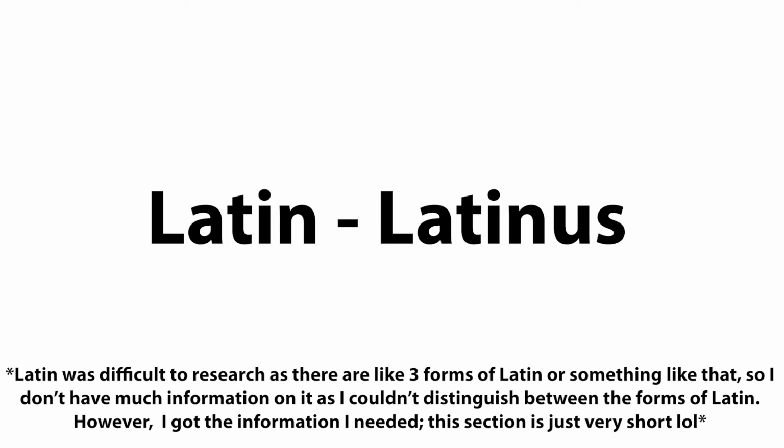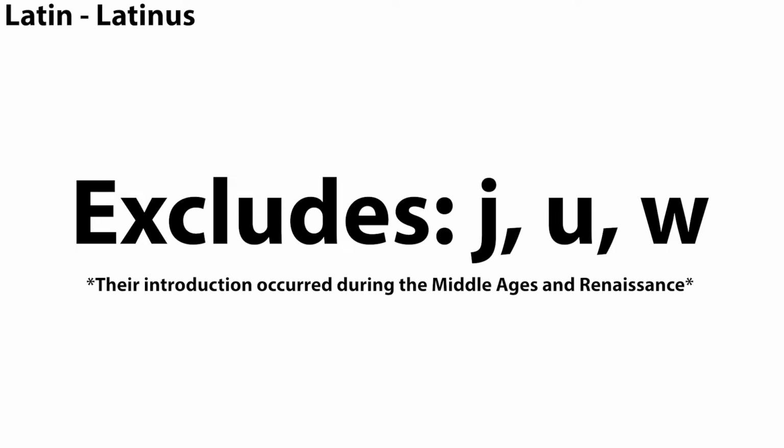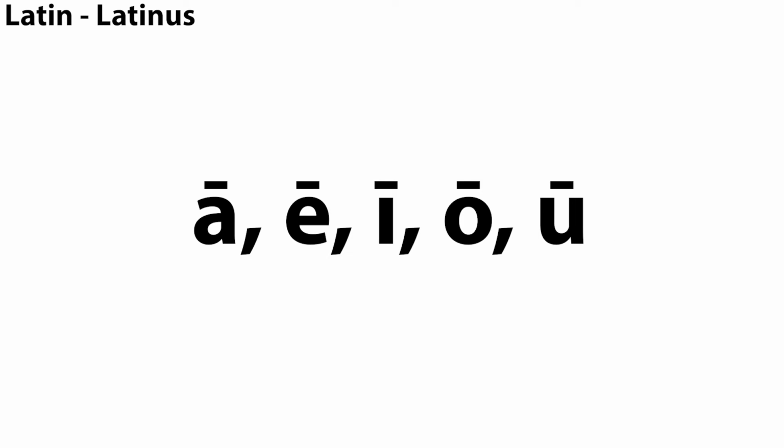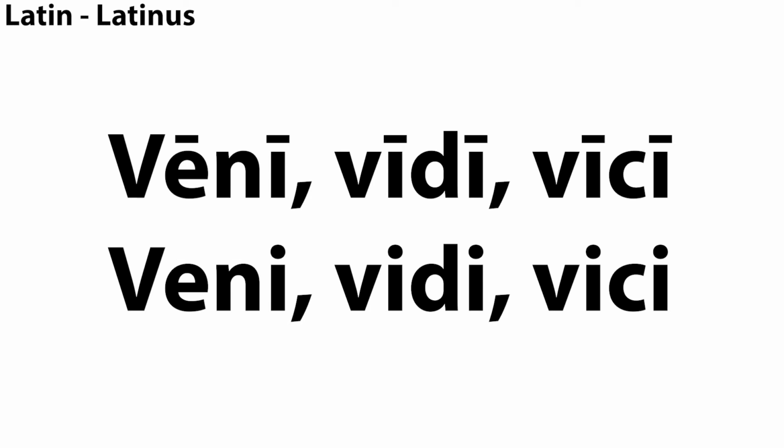Next up, we're going to be talking about Latin. Latin actually excludes the J, the U, and the W. Latin makes use of the macron, which is a flat straight line on top of the vowels. This indicates long vowel sounds, and it uses it on all 5 of the vowels. However, these aren't always used and can oftentimes be omitted.